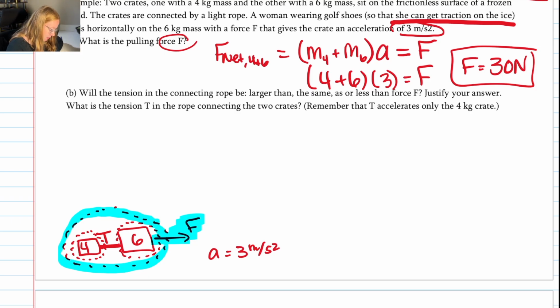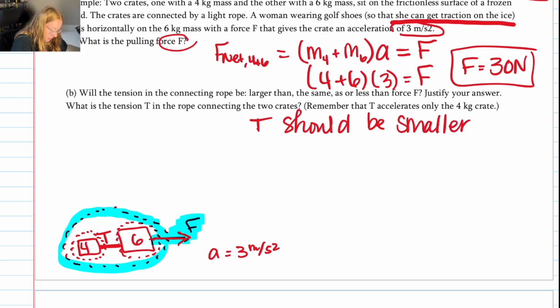If you look at the tension, it is really only pulling the 4 kilogram mass along, whereas she has to pull all 10 kilograms forward. So the tension should be smaller than the pulling force just because it's only pulling that 4 kilogram mass. And we can prove it with math.